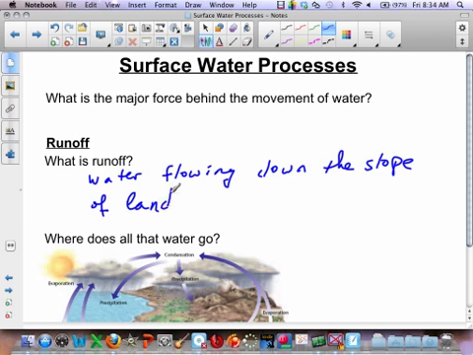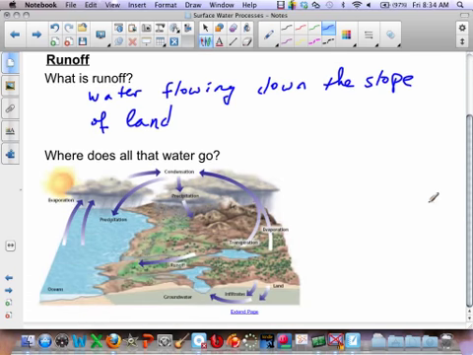Now that water eventually has to get somewhere. So where does it go? Well, that's a whole different process. But we're talking about runoff. Into bodies of water, right? We call those bodies of water storage. So when you think about runoff, your runoff is going to go basically to the lowest area.